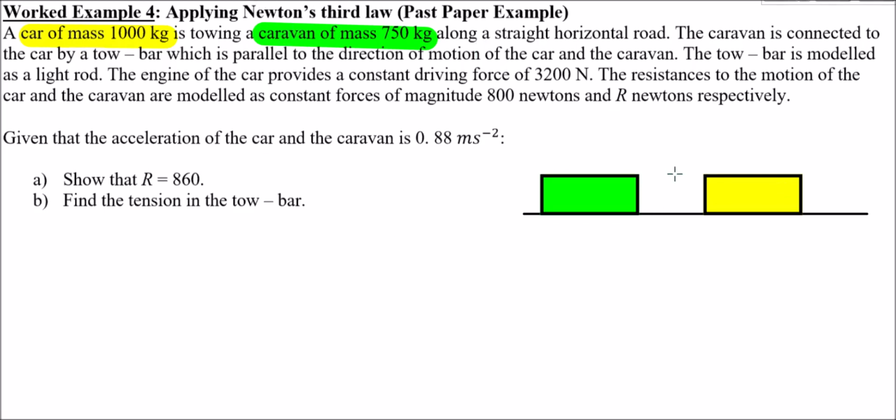So again, tow bar is just the device used to actually hold it in place. So it's parallel to the direction of motion of the car and caravan. The tow bar is modelled as a light rod. So again, because it's modelled as a light rod, we don't need to consider the mass of this. That doesn't need to complicate anything else.